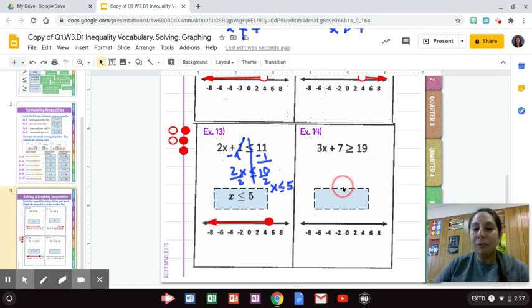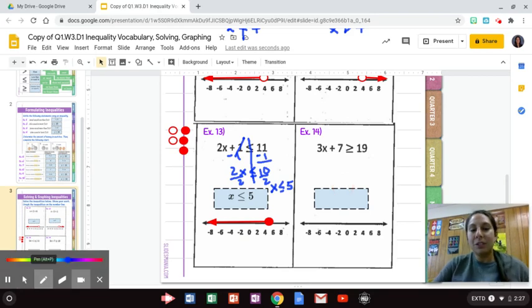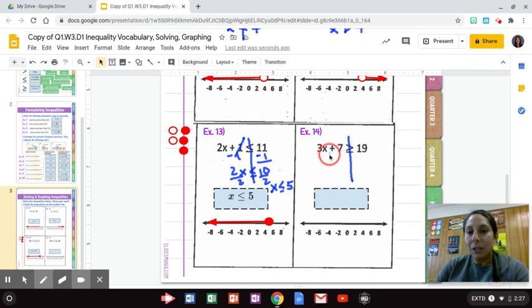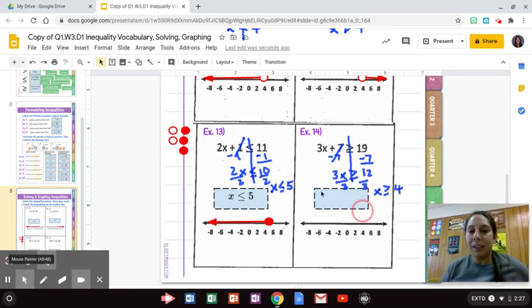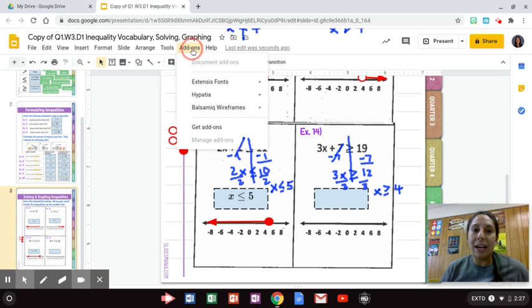Okay, problem 14. On problem 14, we're going to use the same process that we did for 13. It's like solving a two-step equation. So the opposite of plus 7 is to take away 7. So we end up with 3x is greater than or equal to 12. And then we're going to divide by 3. So then x has to be greater than or equal to 4. So now we're going to input that into our text box. Again, you go to your add-ons so you can type in x is greater than or equal to 4.